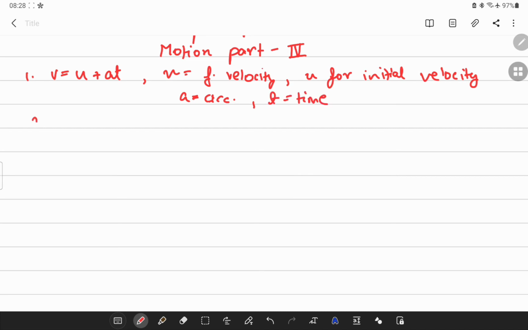So coming on to the second one, S is equal to UT plus half AT square. Now keep in mind, I've seen some people confuse this with distance. This is displacement. Hence this can be zero even if the body has an initial velocity at a time. Just keep this in mind. So S is for displacement, not distance. Keep this highly in mind.